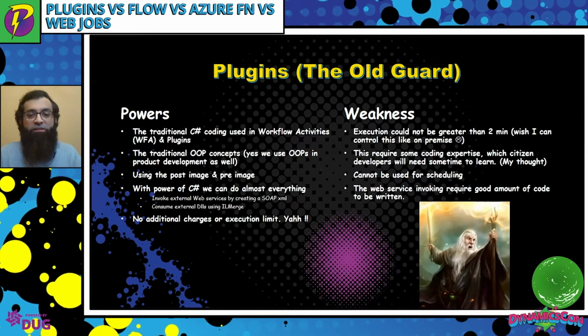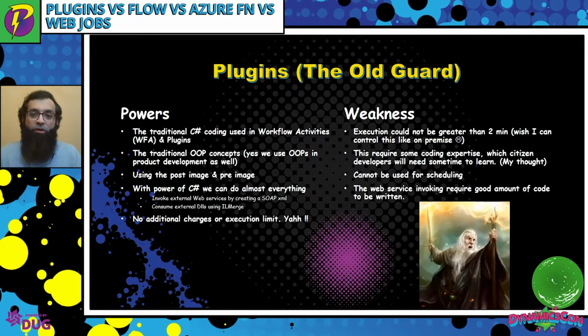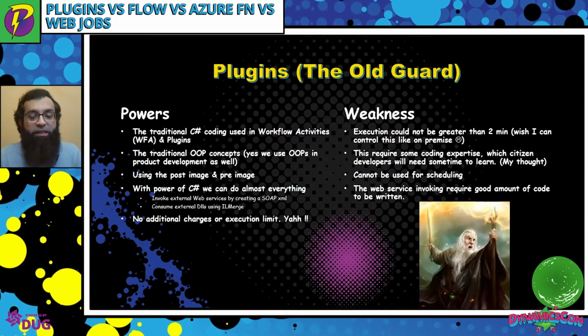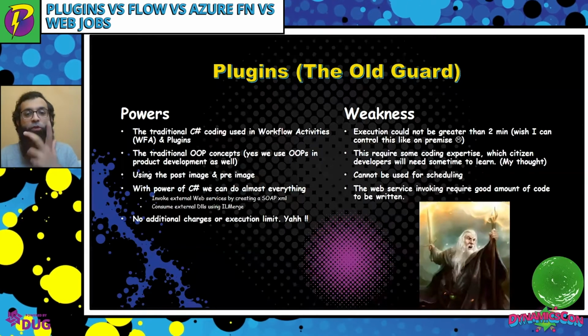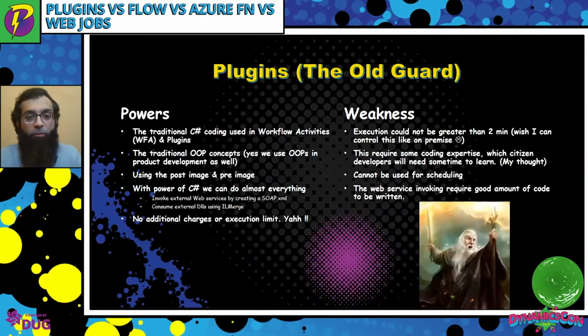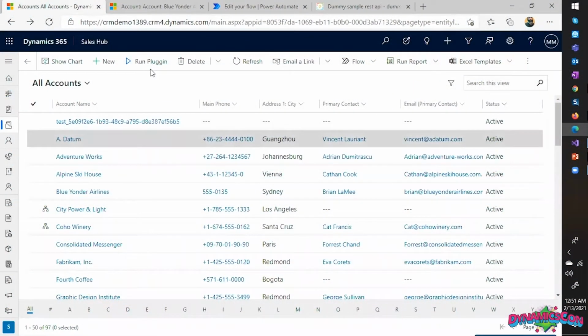So as you can see here, overall, there are some benefits, some non-benefits. And with this, I will be switching my window towards a quick demo around the plugin part. The screen that you right now see here is the customer engagement screen. That is a Sales Hub app that is created by default, and I'm using that.